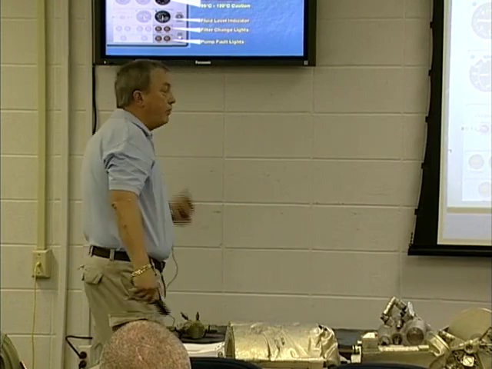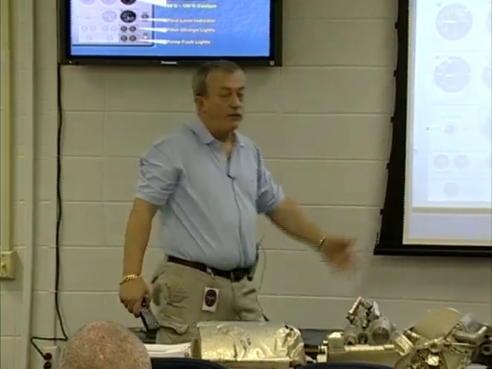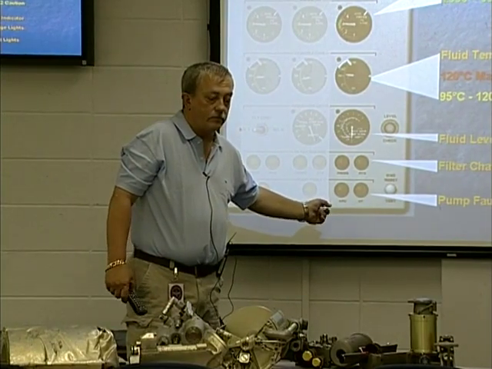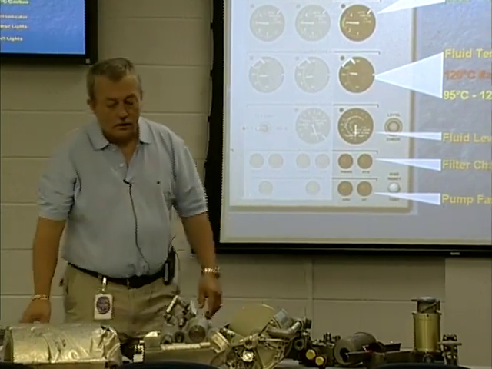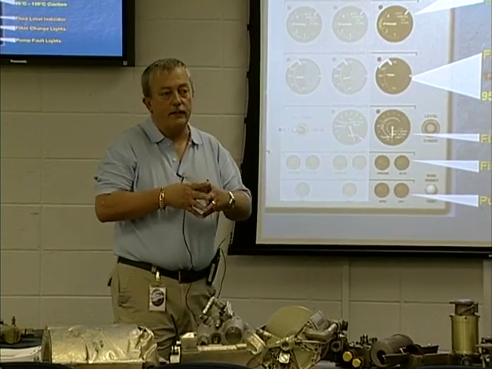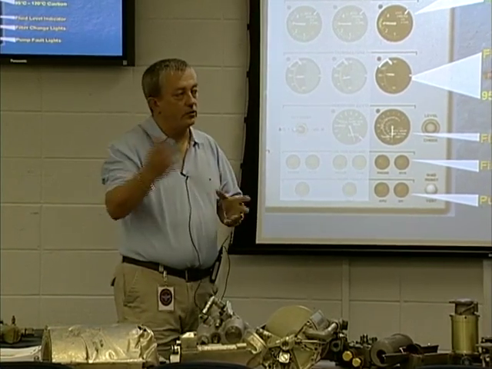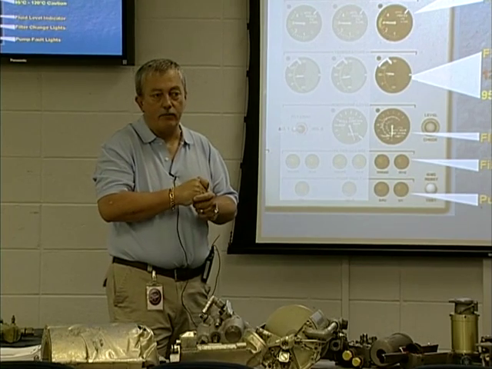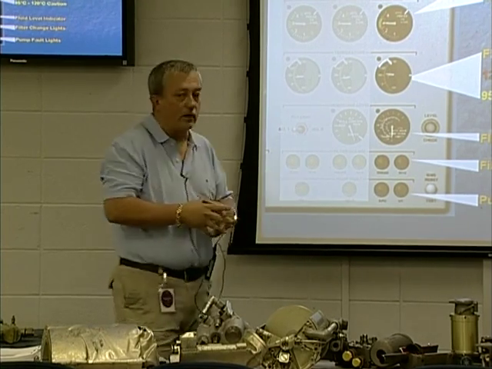The next lights are pump fault lights. What will make the pump fault lights come on? Bleeds more than 1 gallon? The case drain picks up the fact that there's an excessive flow in the case drain of 1 gallon per minute. Good shot, sir. 1 gallon per minute, then this light will come on.